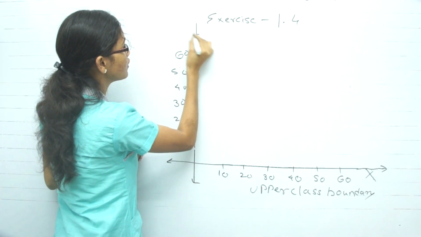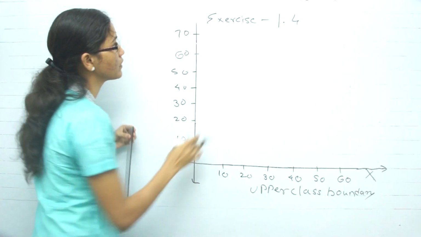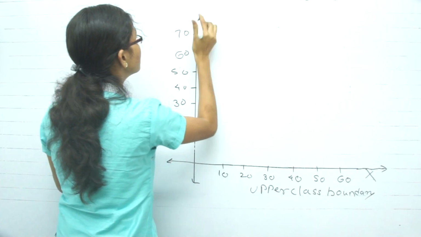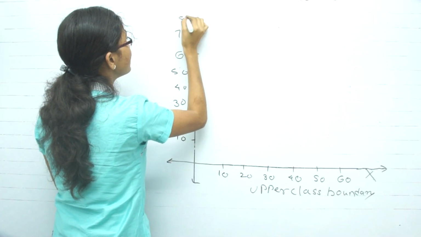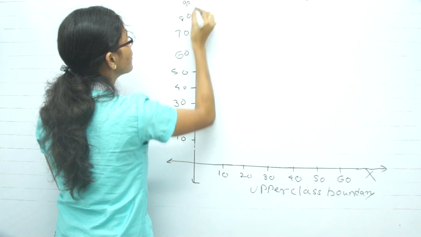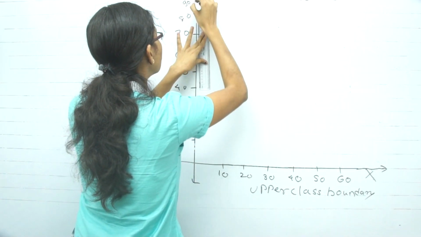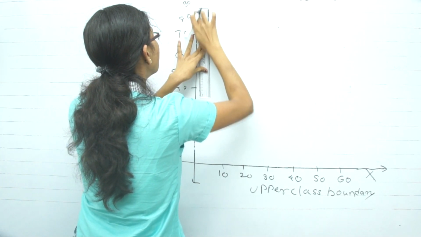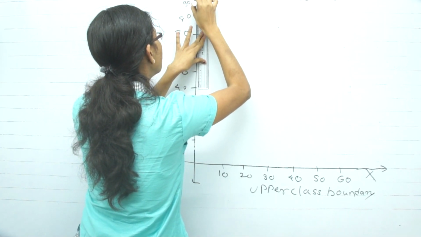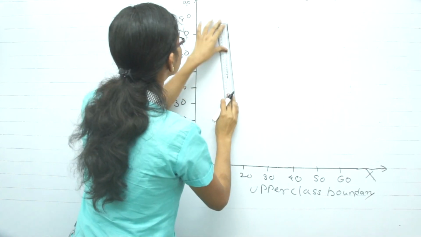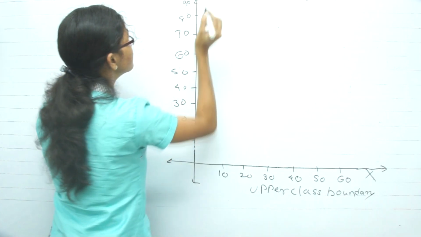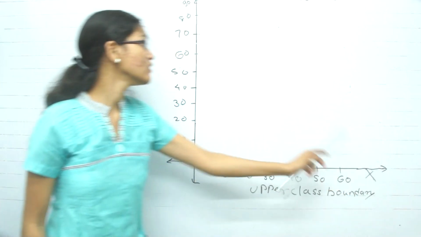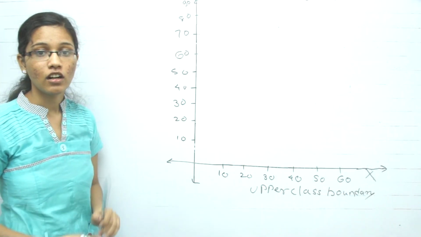Sixty, 70. Put here 80 and put here 90. Here it is also 90. Here is also 90. Upper class boundary.